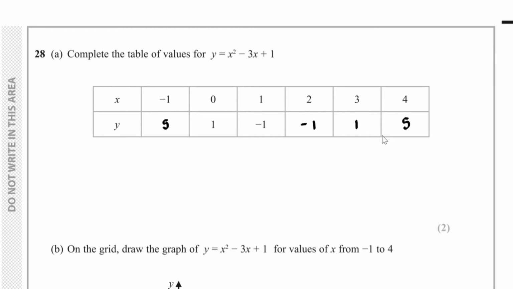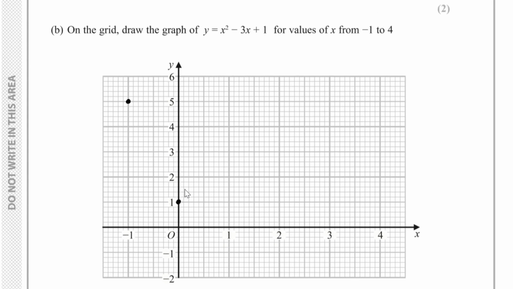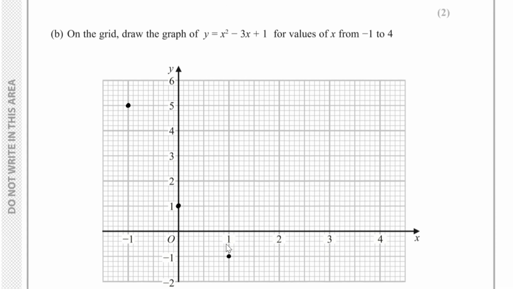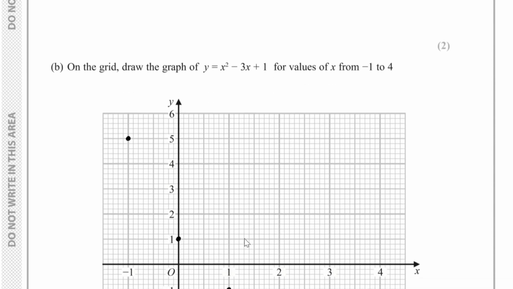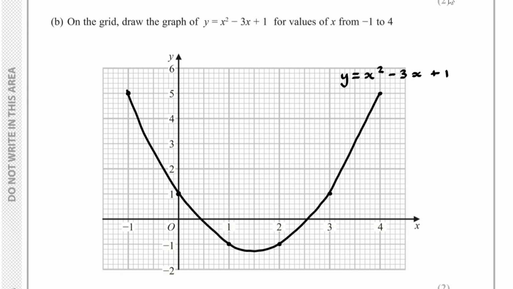Well, when x is minus 1, y is 5. Then we've got 0, 1. Then we've got 1, minus 1. Then we've got 2, minus 1. Then we've got 3, 1. And then we've got 4, 5. So now we need to join all of these up with a smooth curve. So we've got y equals x squared subtract 3x plus 1 plotted on the graph.